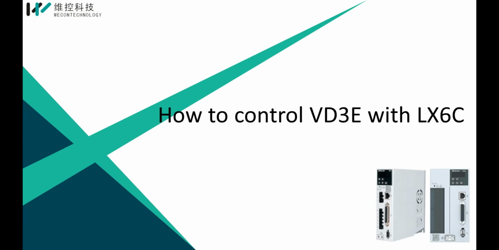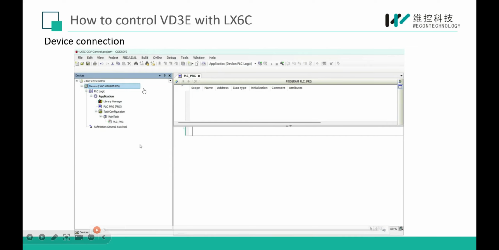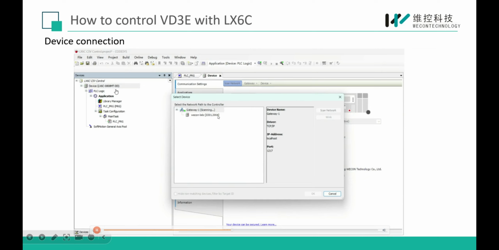Okay, now I will show you how to control our VD3E with LX6C for CST control. First, we need to log in to our PLC. Here, double-click device, and in communication settings, we can select our PLC and log in. Here, PLC IP and PC IP should be in the same LAN, and the default IP of 6C is 192.168.8.8.